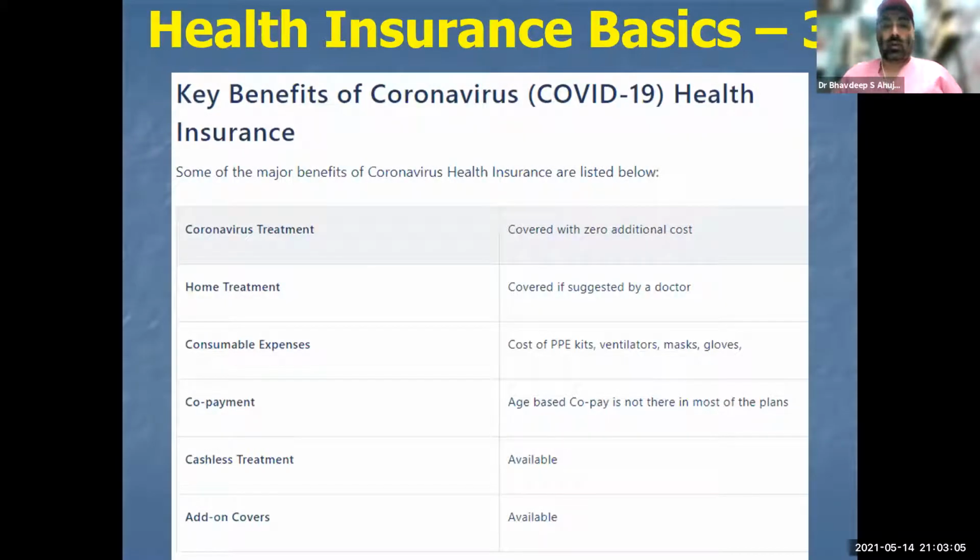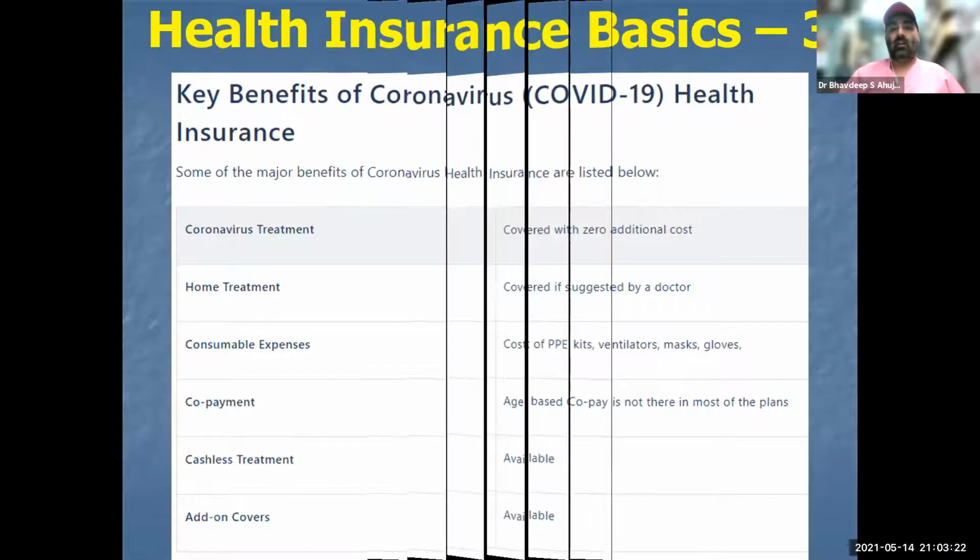We all know coronavirus treatment is covered, home treatment is covered, consumable expenses are covered for a change. Initially, they were not. Co-payment is not there, age-based. In most of the plans, comorbidity does charge you extra, but co-pay is not available in COVID plans. Cashless treatment is available. Add-on covers are available in these policies.